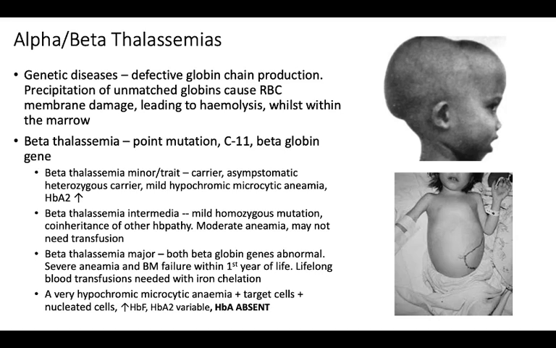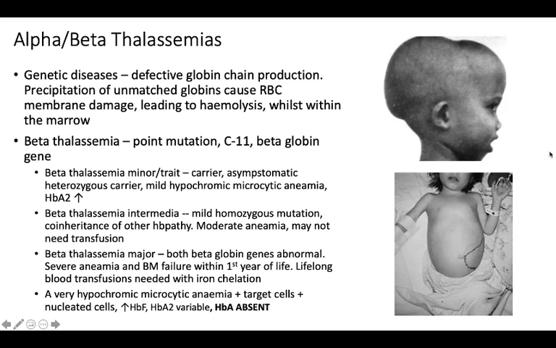So what would you see when you do tests if you suspect beta thalassemia major? You will see a very hypochromic microcytic picture. You might see something called target cells. You can see nucleated cells. The level of HbF will be increased because the body's trying to increase the capacity to oxygenate itself, and HbA2 might be increased, might not be, but HbA will be absent.